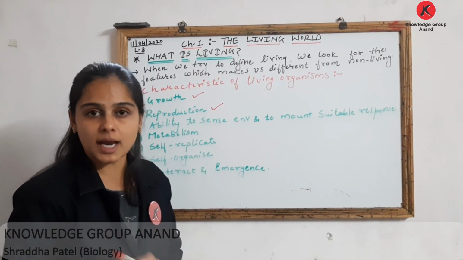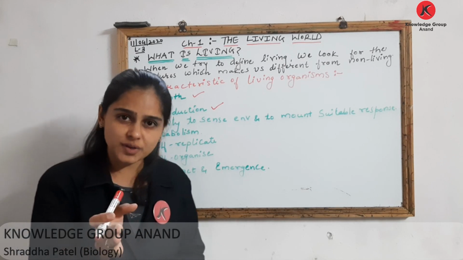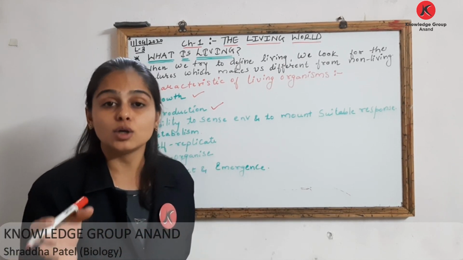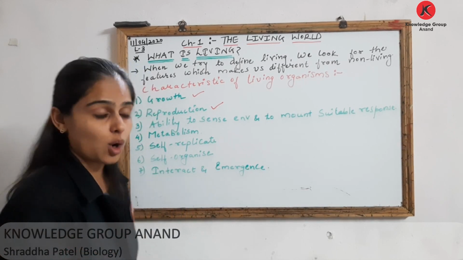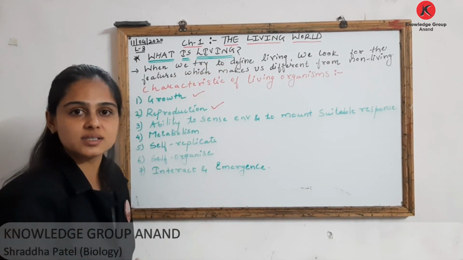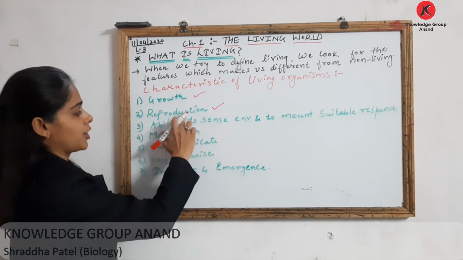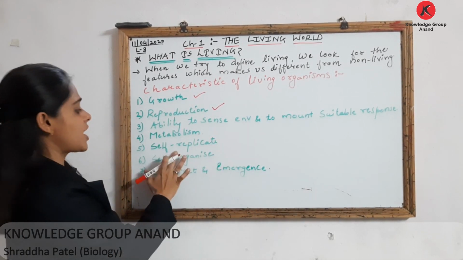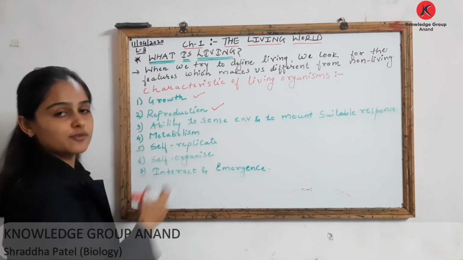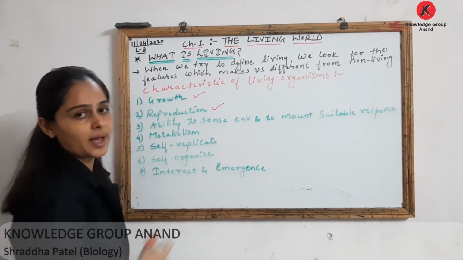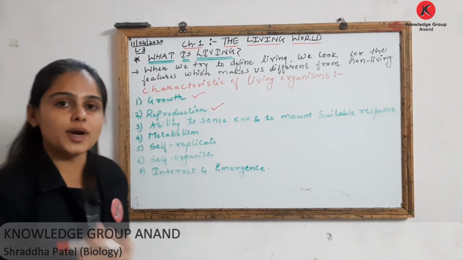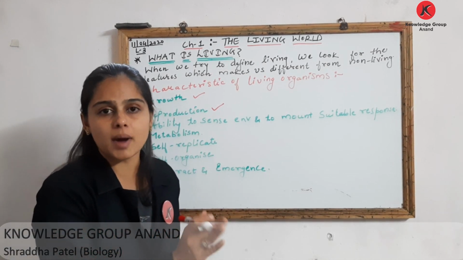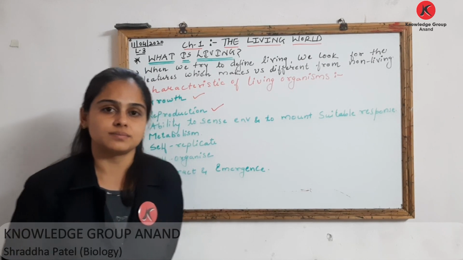Once again I told you, if we want to make a difference between living and non-living, right? So we can make this on the basis of these characteristic features: growth, reproduction, ability to sense and mount response, metabolism, we are having self-replication, self-organization, interaction and emergence. Now we are going to understand these characteristic features one by one in detail.